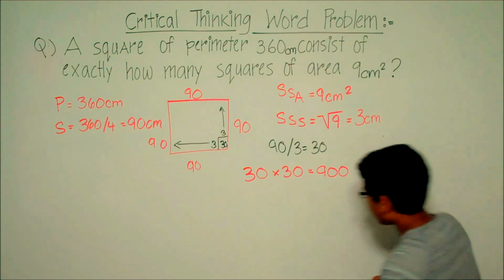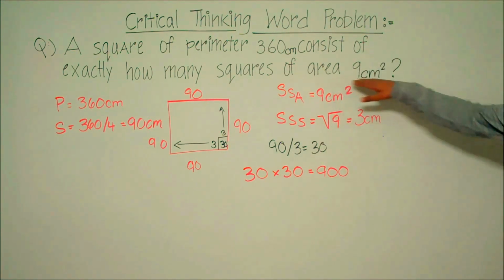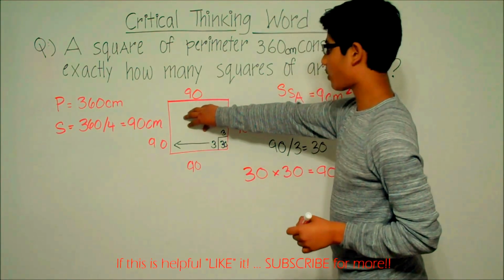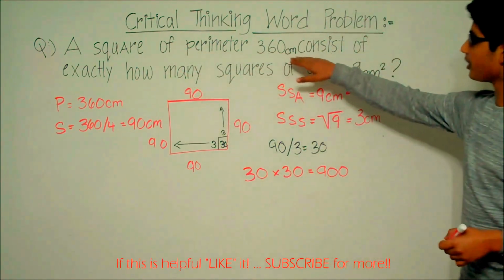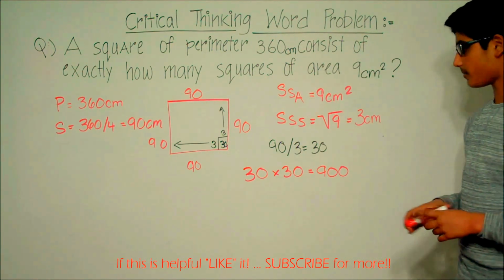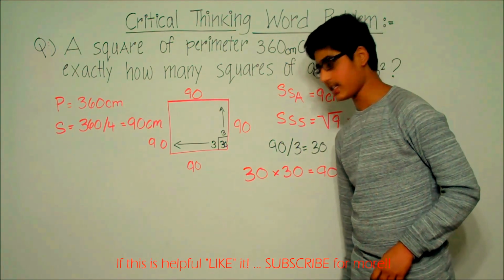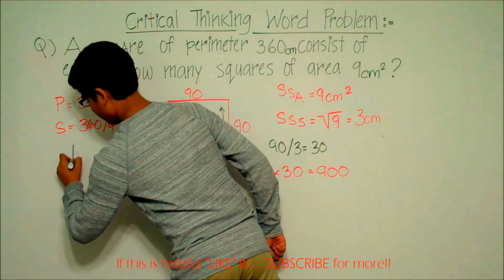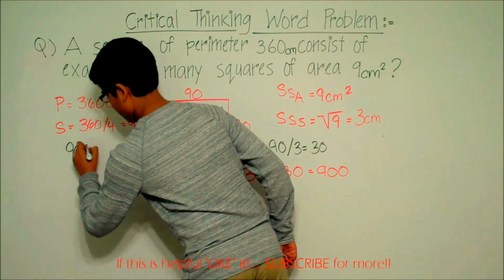So that means that 900 squares of area 9 centimeters squared can fit in this large square, which has a perimeter of 360 centimeters. So the answer to this problem is 900 small squares.